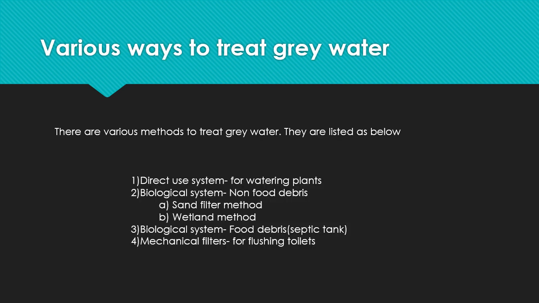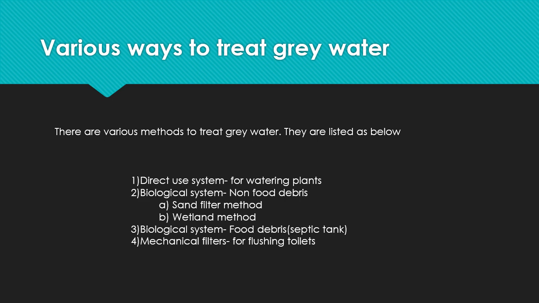Various ways to treat grey water. There are various methods to treat grey water, ranging from simple to complex. First one is a direct use system for watering plants. Here, the grey water is taken directly from the bath or sink through an external pipe and allowed to flow to a water bed or a flower bed. Second one is a biological system, non-food debris. It consists of two types, sand filter method and wetland method.